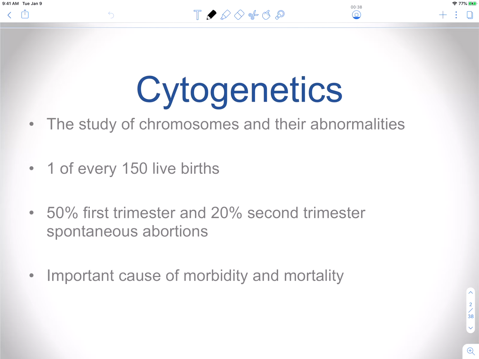Now, we're going to talk about some chromosome abnormalities that are viable. This does not mean these are the only abnormalities that actually occur. Of course, other abnormalities can occur, but they typically tend to be non-viable.